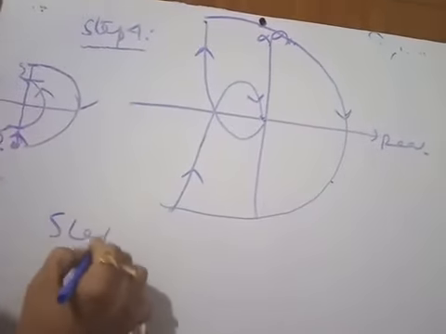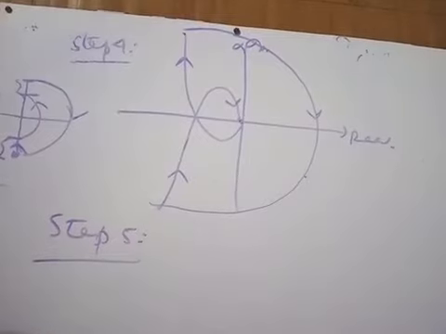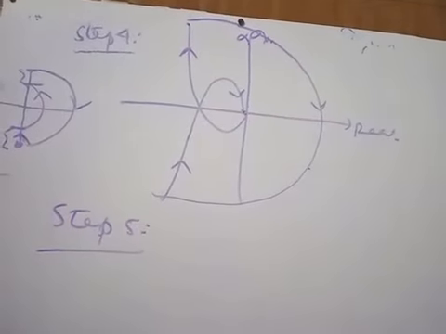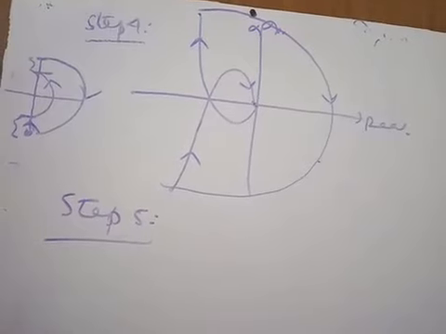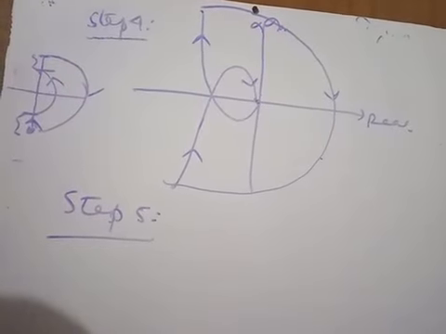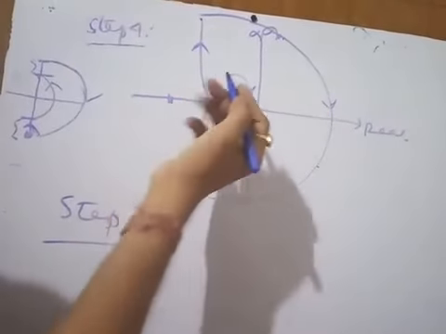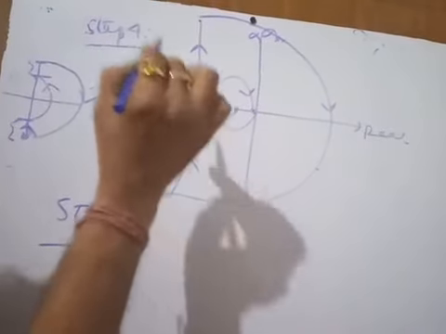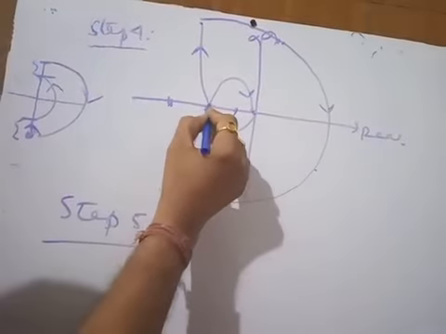Next we have to find out the stability of the system. In order to get the stability of the system, we need to locate the minus 1 plus j0 point. So what is that minus 1 plus j0 point? But before you locate this minus 1 plus j0 on the real axis, you need to find out this value.